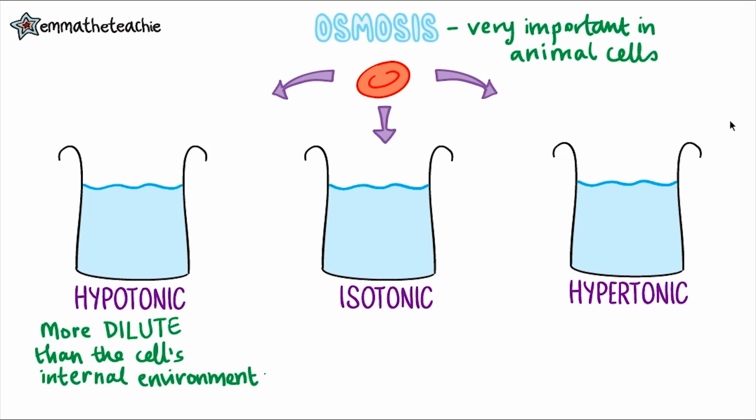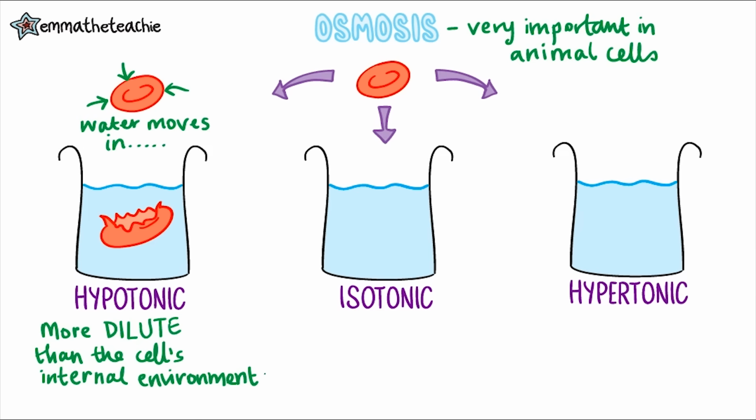Well, remember that osmosis is the diffusion of water from a dilute solution to a more concentrated solution. So it's going to go from the hypotonic solution into the red blood cell. As the water moves into the cell, it will stretch it, and if a lot of the water moves in, the cell may even burst. This happens if there's a big difference in concentration. Of course, this kills the cell.